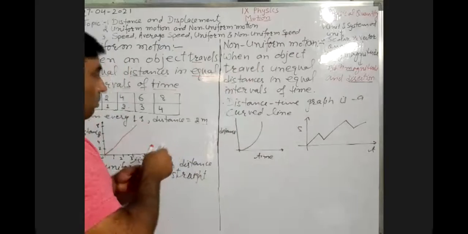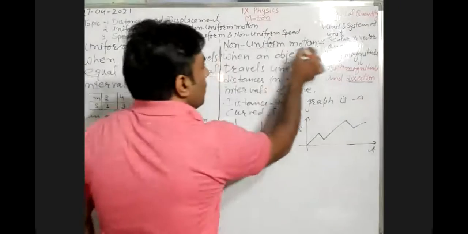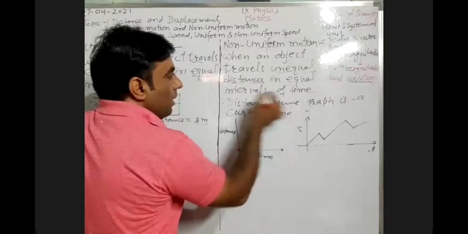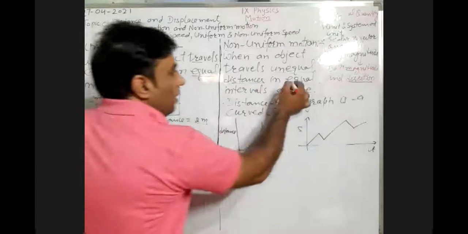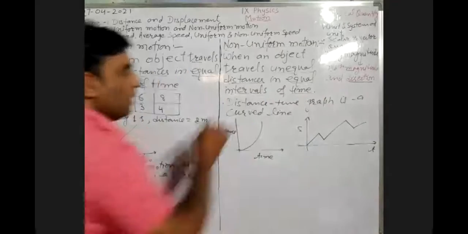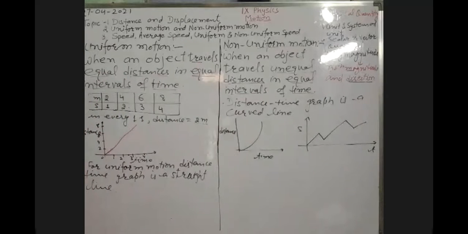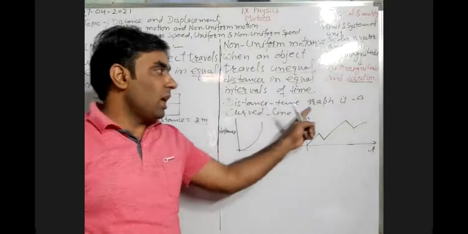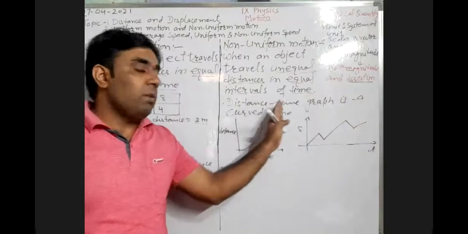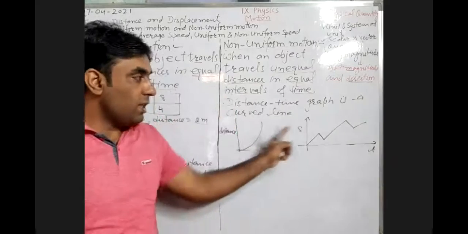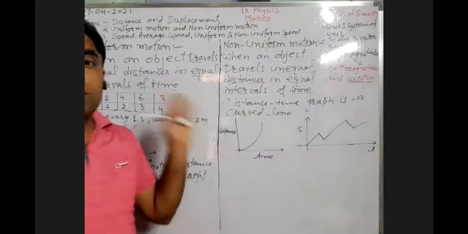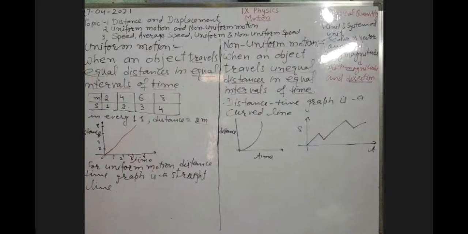Non-uniform motion. What is non-uniform motion? When an object travels unequal distances in equal intervals of time, that motion is known as non-uniform motion. And the distance time graph is a curved line, or you can write it will not be a straight line. It can be of any shape, zigzag or curved, but it will not be a straight line. So these are uniform motion and non-uniform motion. You can take a screenshot of this.